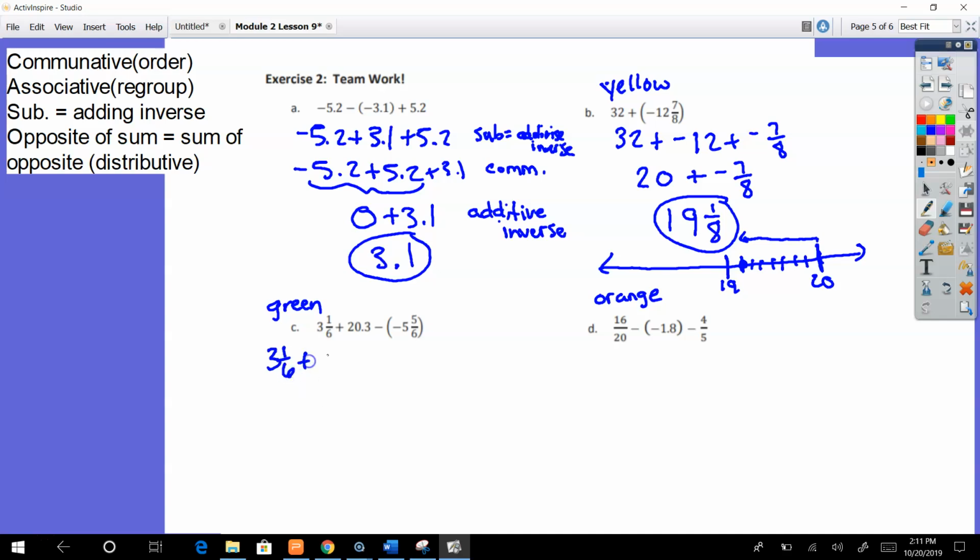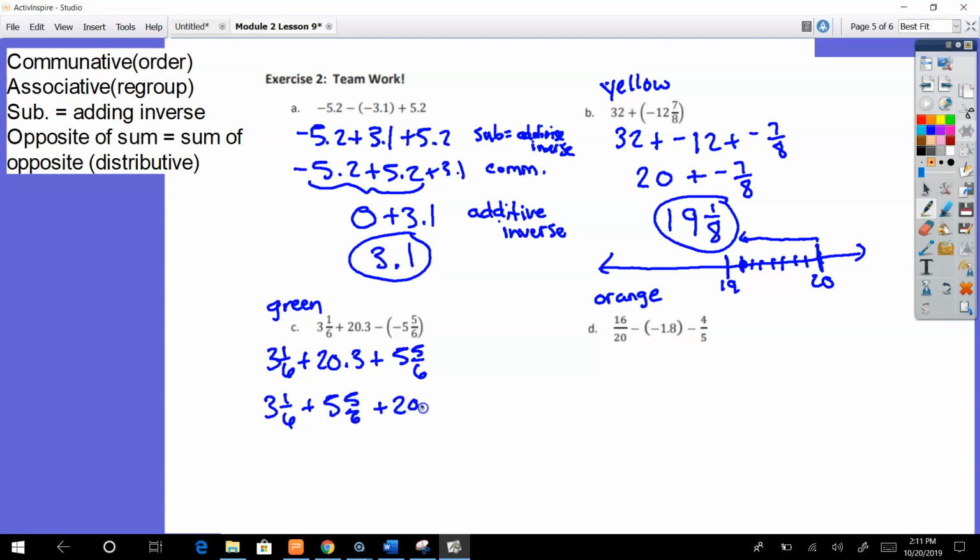Three and 1/6 plus 20.3. Changing subtraction to addition, adding its inverse, would be 5 and 5/6. Okay, I see I've got two fractions that are sixths, so I'm going to put them together. So I have 3 and 1/6 plus 5 and 5/6, and I can do that because it's all addition.